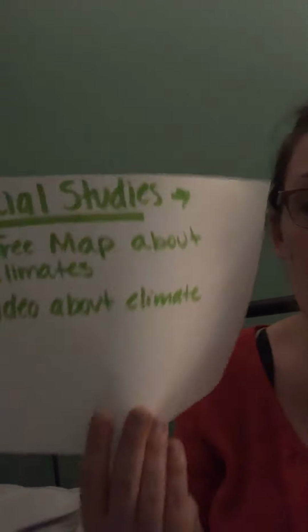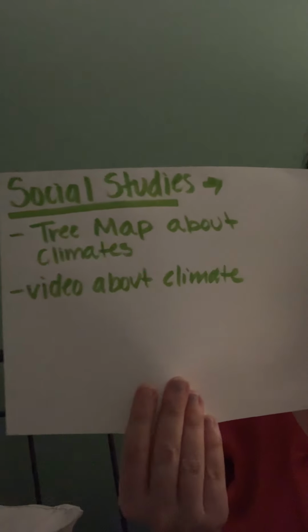Now, our last part, friends, is social studies. For social studies, friends, we are going to be working on climate again. Yesterday we started our conversation on it. Today we're going to continue that. We're going to be making a tree map about the climate. And then there's also a video you can look at. I'd suggest looking at the video first because it might give you some helpful hints about what to write.